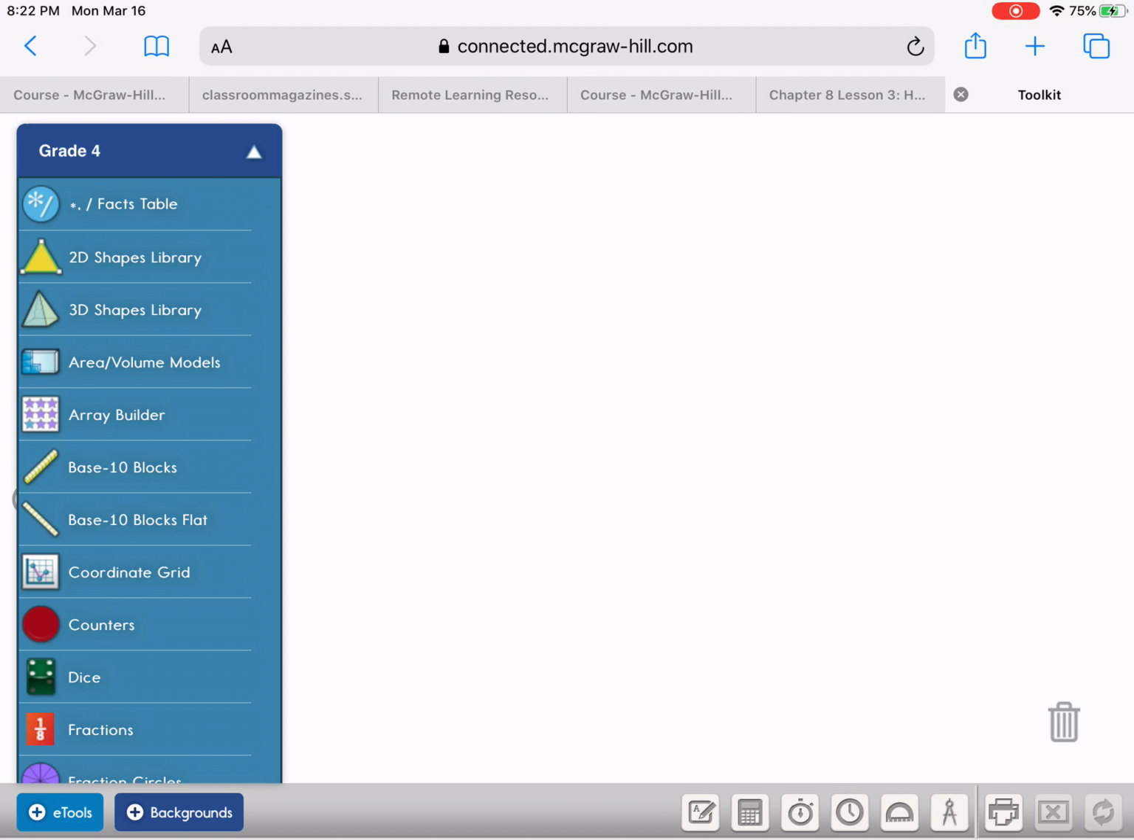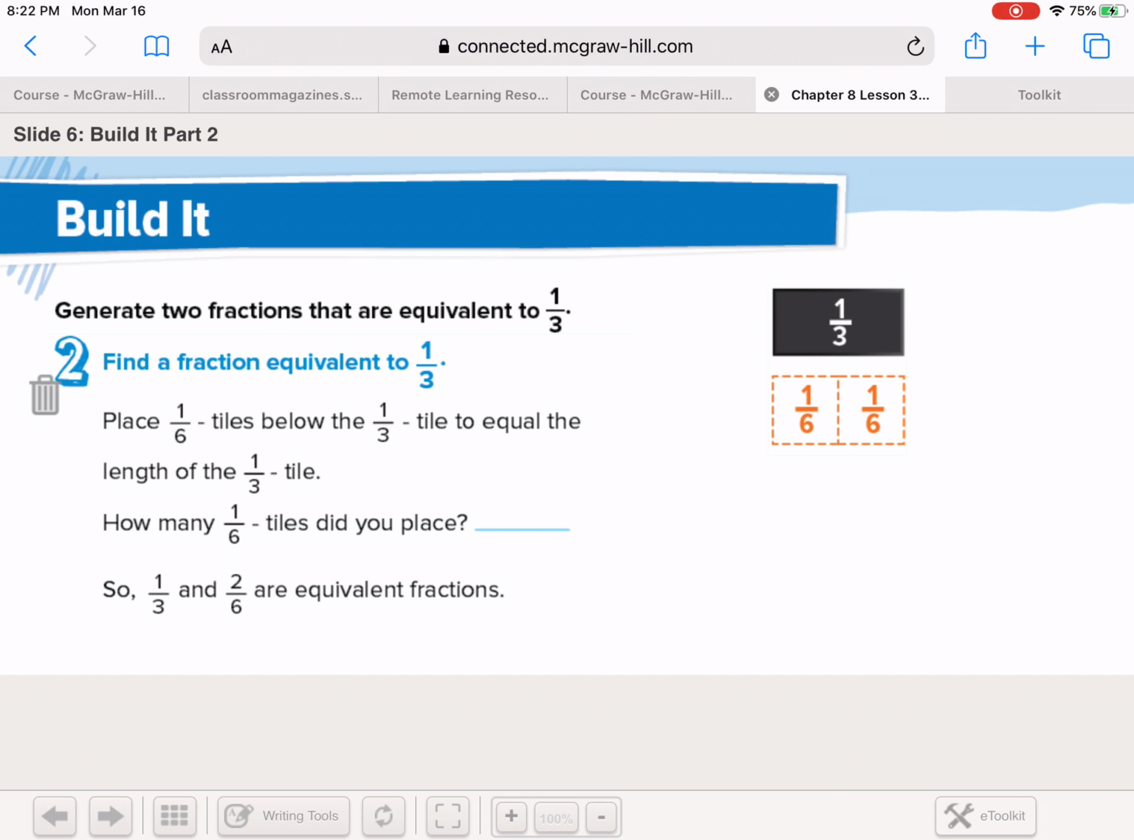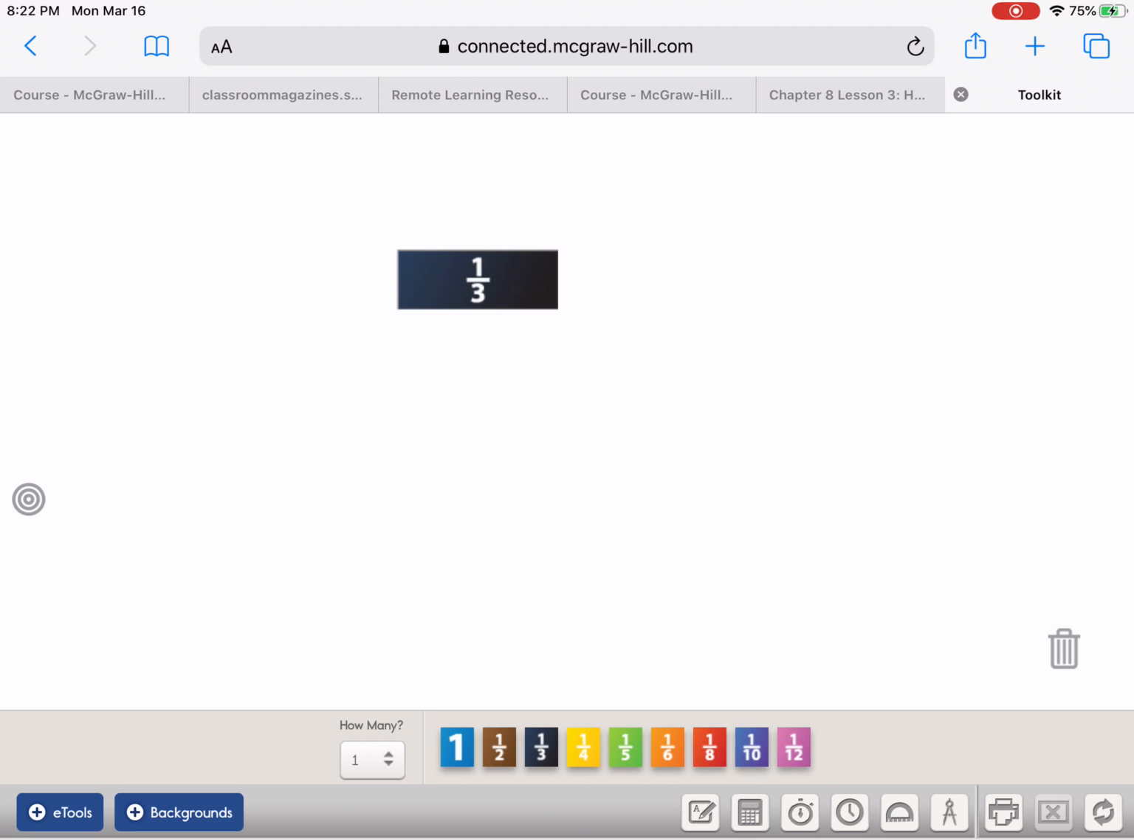So here's your e-tools. I'm going to pull out my fraction. So I want my 1/3. Let's see if this works. Okay, great. They want two fractions that are equal to 1/3. So let's give them two fractions. The first one I'm going to pull up is 1/2.